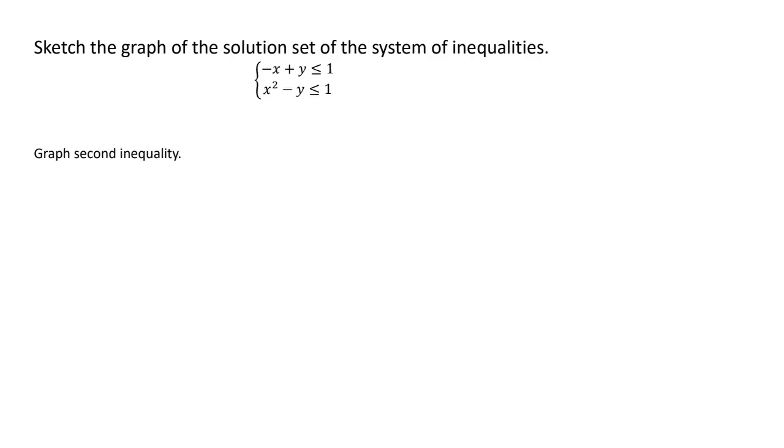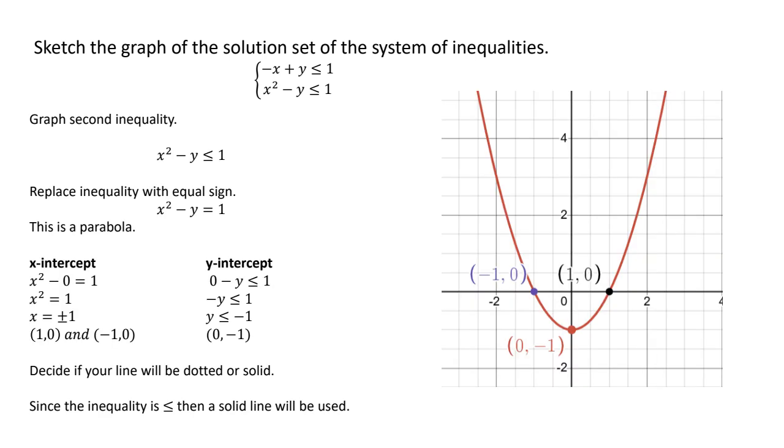So now we need to graph the second equation. The second equation is a parabola. And so we have here, replace the inequality, and you can find the x-intercept and the y-intercept, or you can use transformations to graph it. It's up to you. So I have my two x-intercepts, and if x is 0, then y is going to be, let me see here.